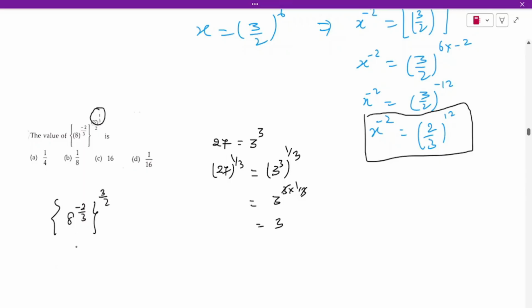Now by using the power of a power rule, we can find this is nothing but (2/3) times (3/2), right? Now the powers cancel, 2 cancels, 3 cancels, so we are left with 8 to the power minus 1, which is equal to, by using the reciprocal law, 1/8. So option number B is correct.